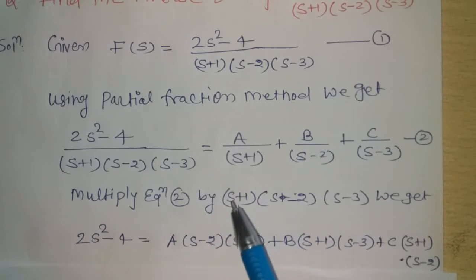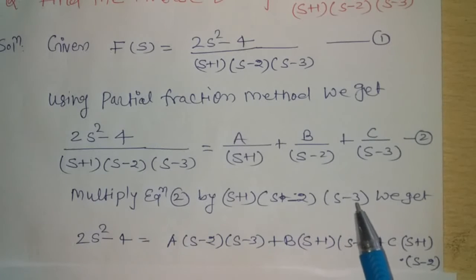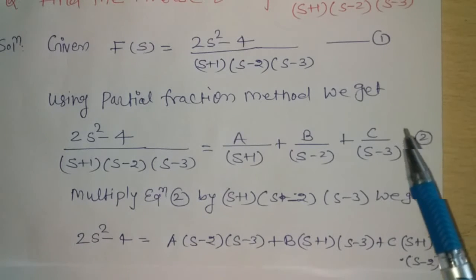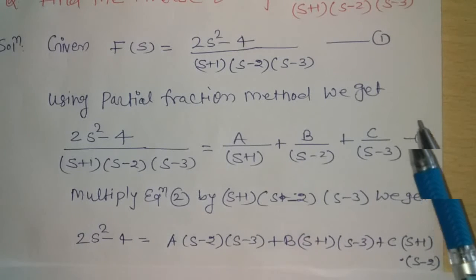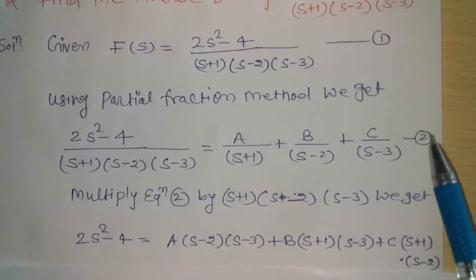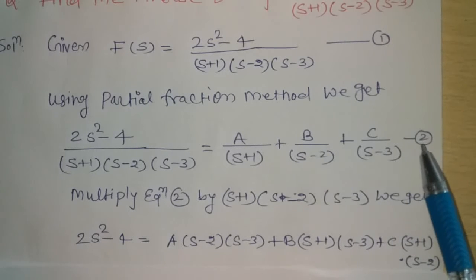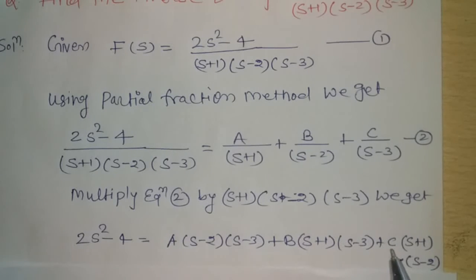b into (s + 1)(s − 3), because s − 2 cancels, plus c into (s + 1)(s − 2), because s − 3 cancels.